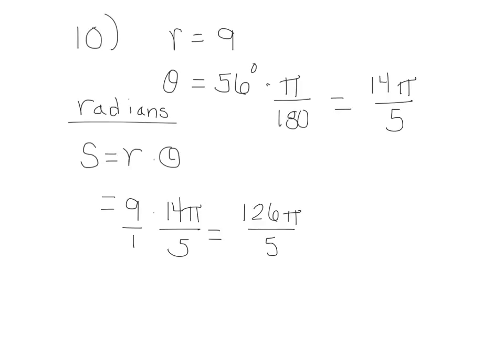And if we want the answer to be exact, then we would say that that is the exact value. If we want to round that to, say, the nearest tenth, we'd take 126 times pi and divide by 5, and we end up with our arc length equal to about 79.2 inches.